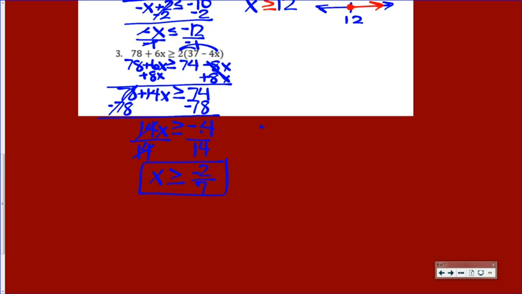So if we were to graph that, negative 2/7 greater than or equal to, so that's going to be a closed dot. Then we're going to shade to the right.